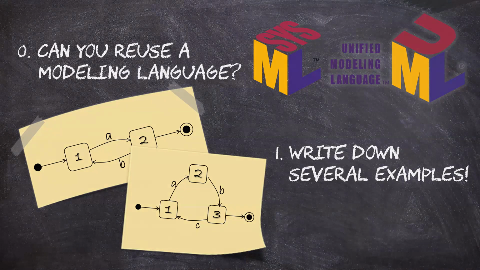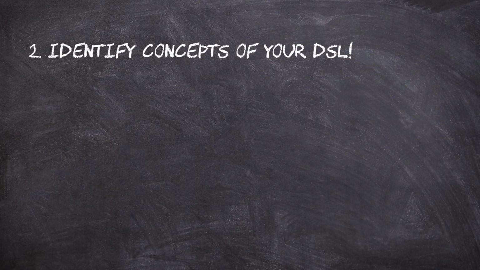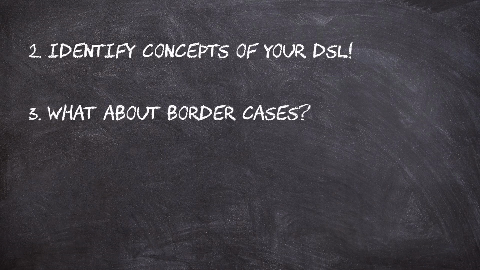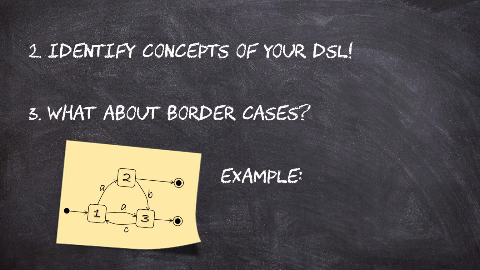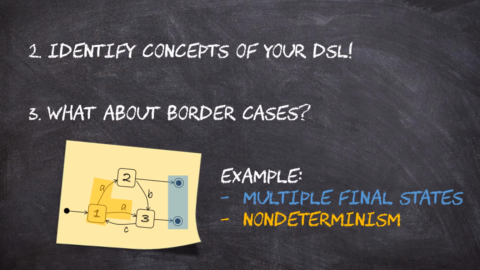Next, identify concepts of your domain-specific language and its structure. Afterwards, when you already have the basic structure, take a closer look at possible border cases. For automata, this might be the case for multiple finite states or non-determinism. Also, ask yourself what the user of your language might like to be able to do with it, like for example giving states and transitions custom names. Of course, many other use cases are possible in this step. An example automaton that you designed in your language using a concrete syntax might help you out in this step.